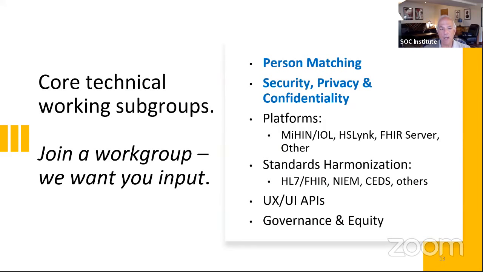So as Dave was saying, a lot of this work falls into work groups. So far we've started to address person matching, and today we'll talk a little bit about privacy and confidentiality. Some of the other ones we will be working on in greater detail as we go forward are the platforms, standards harmonization, UX, UI, and governance and equity kinds of conversations. So there's plenty of work and plenty of thinking that's going to go on, and a lot of that will be with and amongst you.